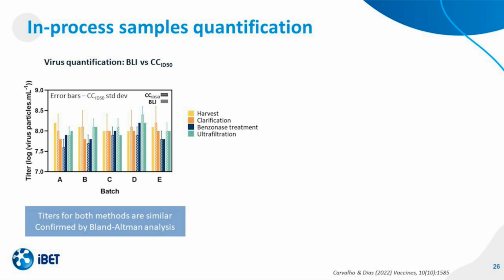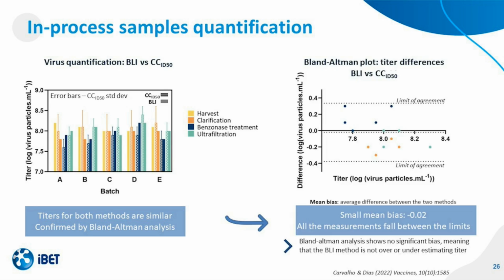Moving to the evaluation of the quantification method itself, several in-process samples were analyzed, and the same samples were also quantified using the CCID50 method for tighter comparison. And as you can observe, this BLI method allows the quantification of samples from distinct steps of the purification process, as well as vaccine batch-to-batch comparison. And the titer values that were obtained for both methods presented similar values, which were confirmed by the Bland-Altman analysis.